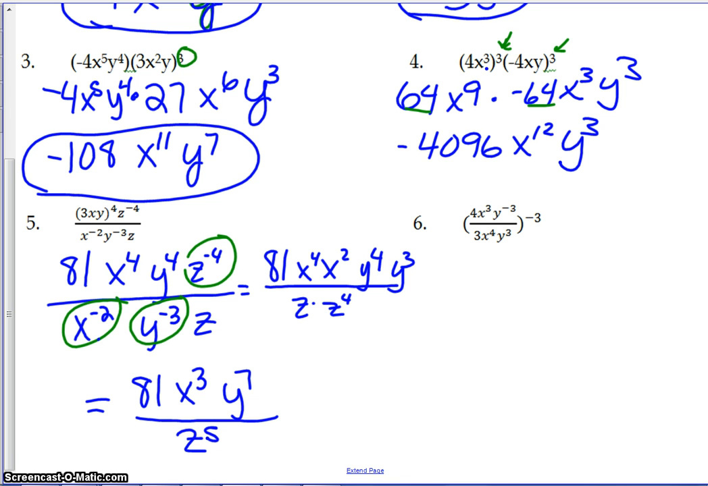So now it's just about combining like terms. All right, number 6 is kind of a good challenge problem. What I did here is I said, okay, everything starts off with this negative 3. And I need to take each and every base and raise it to that negative 3 power.